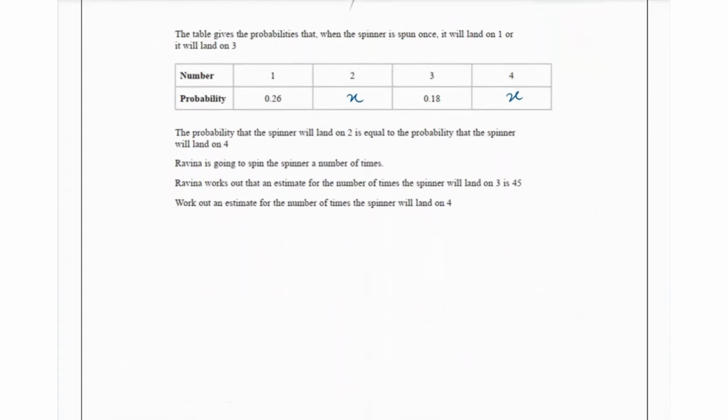So if the spinner is going to land on 3 45 times, we need to find out how many times the spinner is going to be spun in general. So 45 equals 0.18 times the total times the spinner is spun.